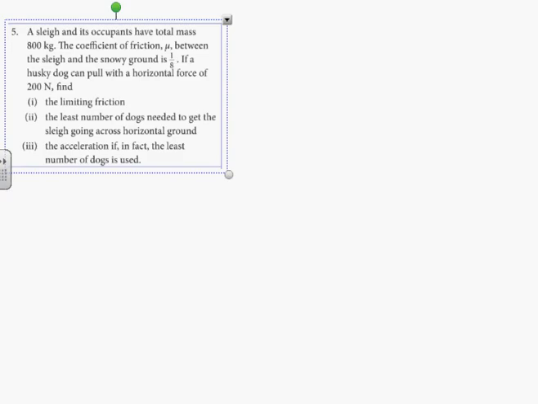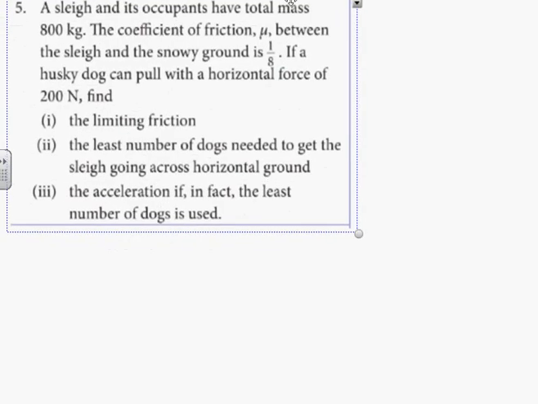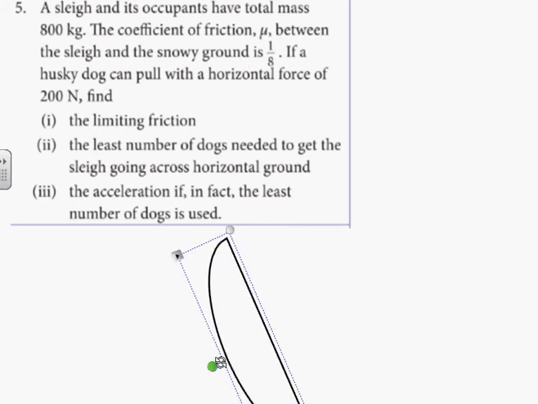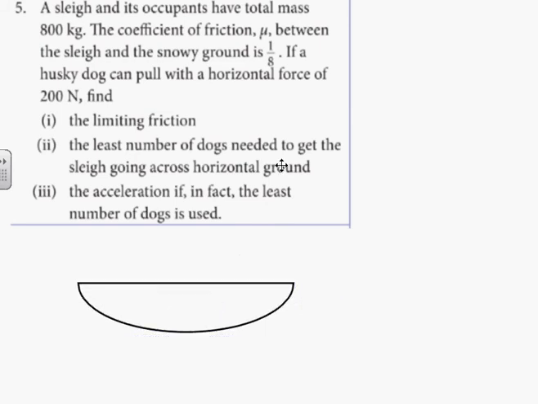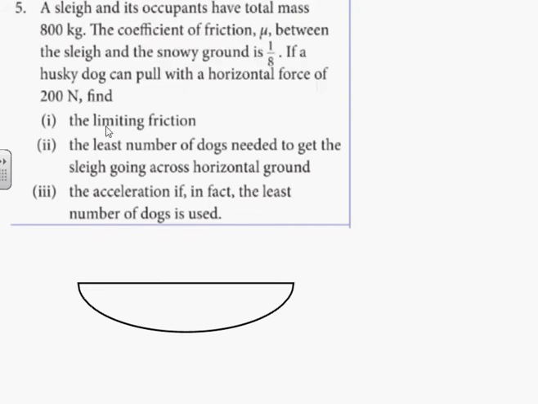Now, number 5. A sled and its occupants have a total mass of 800 kilograms. Let me make the sled look like this. There we go, the sled. Now, the coefficient of friction mu between the sled and the snowy ground is 1/8. If a husky dog can pull with a horizontal force of 200 newtons, find the limiting friction. The limiting friction is the force required to move the sled.